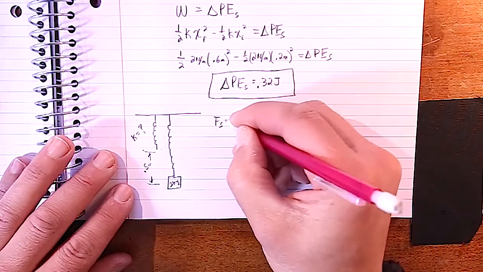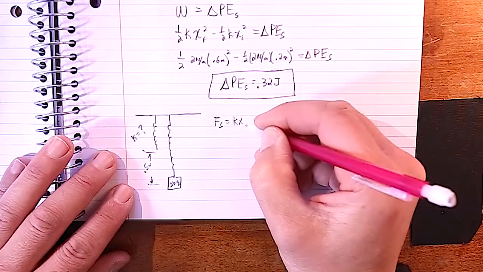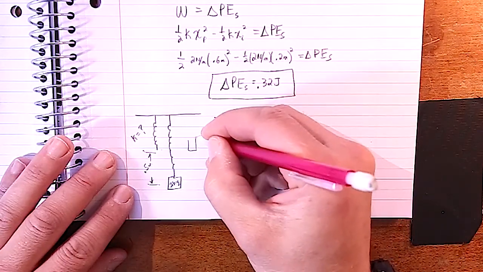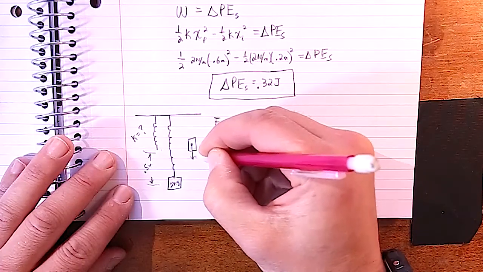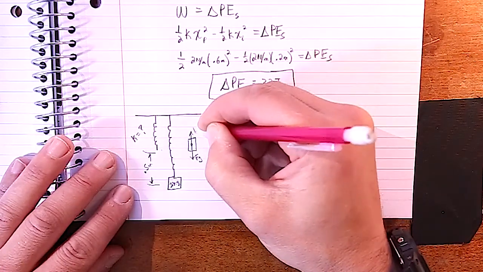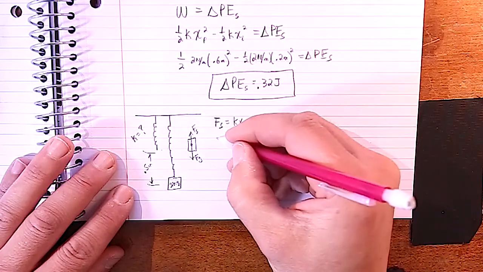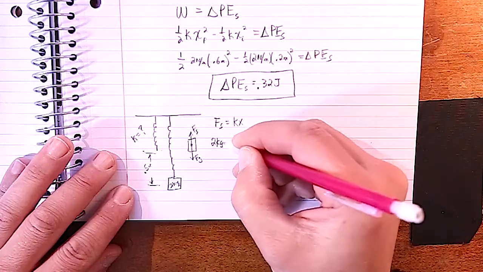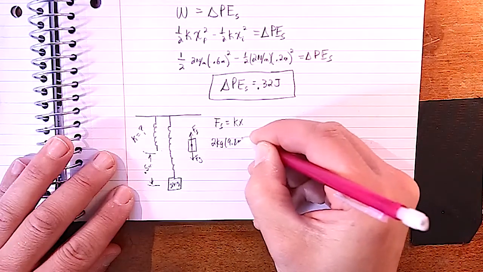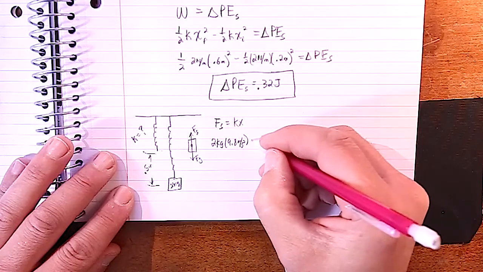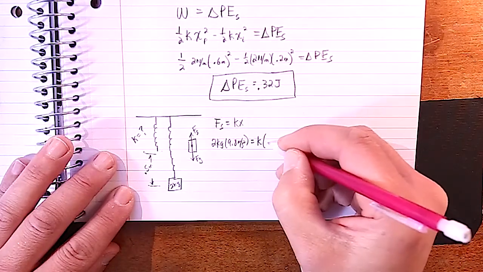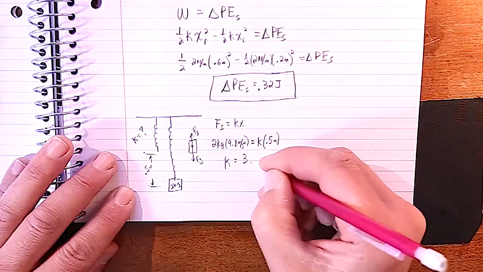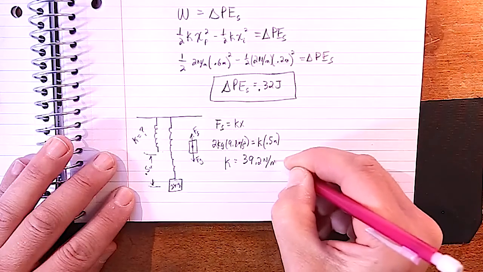So what we're going to do is Fs is equal to Kx, and we know that the force of the spring when it's down at the bottom is at rest, so the force of gravity is equal to the force of the spring. So we can say that the force of the spring is equal to mg, or 2 kilograms times 9.8 meters per second squared. And that's going to be equal to K times the amount it was stretched, 0.5 meters. So that gives us a K of 39.2 newtons per meter.